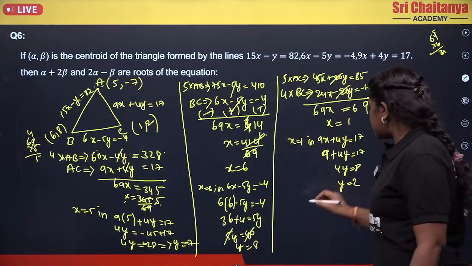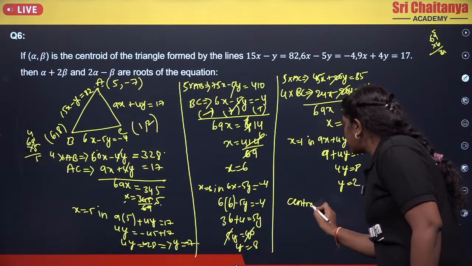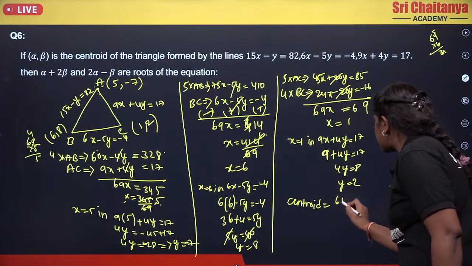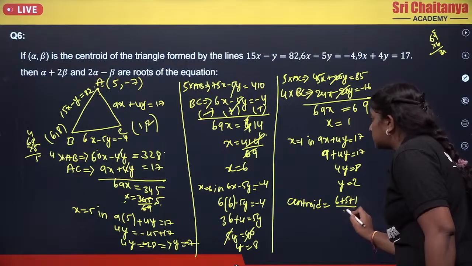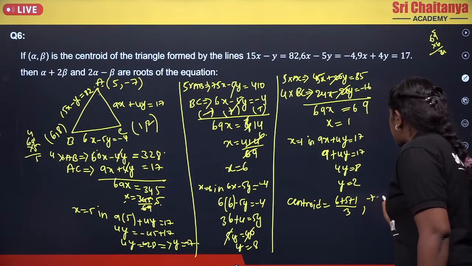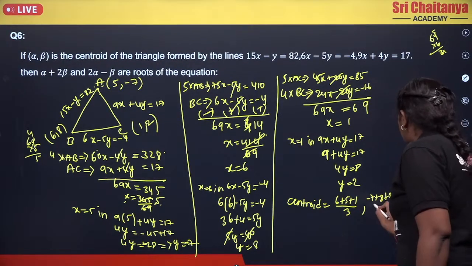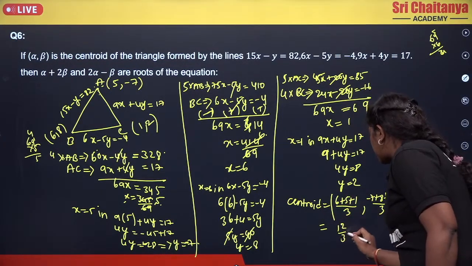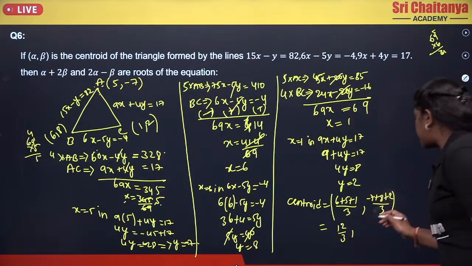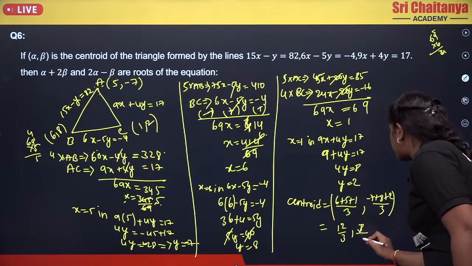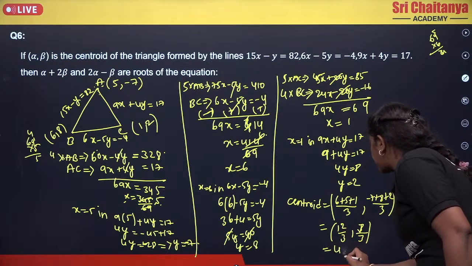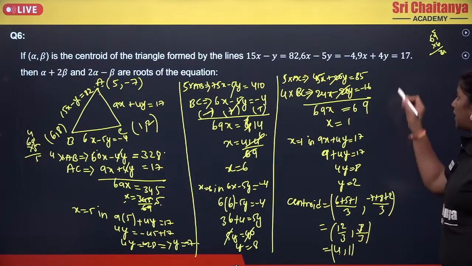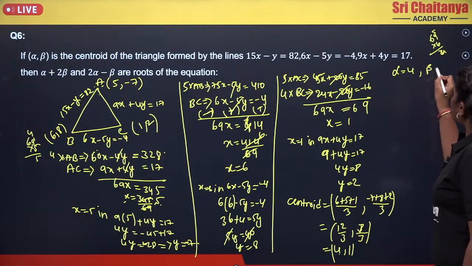So we can find the centroid easily, right? The centroid will be given by the formula x1 plus x2 plus x3 by 3. So that becomes 6 plus 5 plus 1 by 3, and next minus 7 plus 8 plus 2 by 3. So that becomes 12 by 3, comma, and here it will be 3 by 3. So that becomes 4, 1. So we got the centroid value, which is nothing but 4, 1. It means alpha value is 4 and beta value is 1.